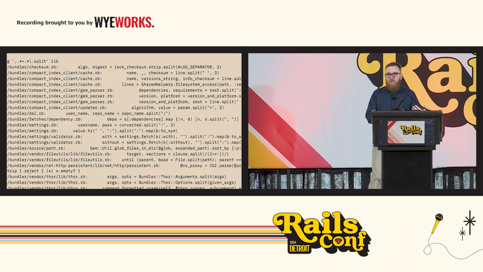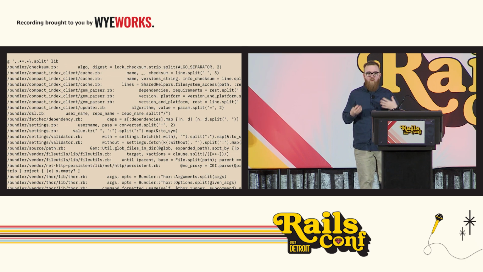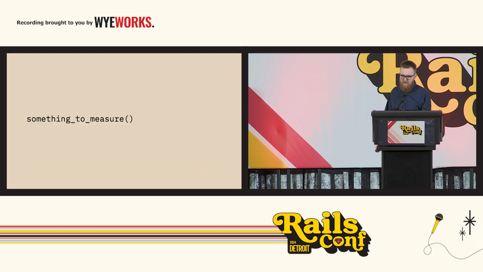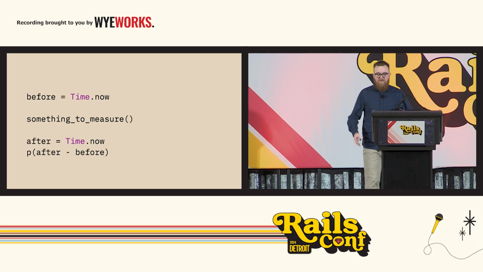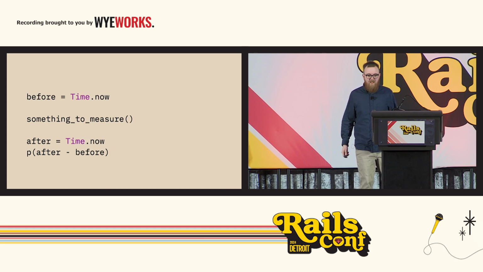So I'm going to back up a whole bunch and explain why measuring things can be more challenging than it seems. If we have a piece of code we want to measure, how do we do that? Well, you might write something like this. I write things like this all the time, where you just take a time before, take a time after, and then print out the difference between the two. This totally works fine, but there are some improvements we can make on it.